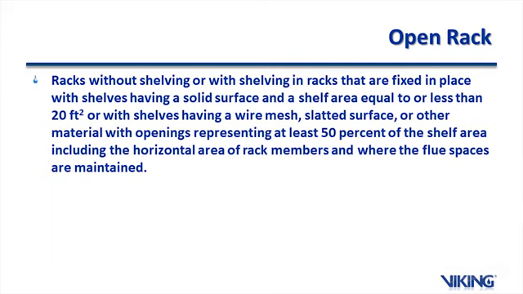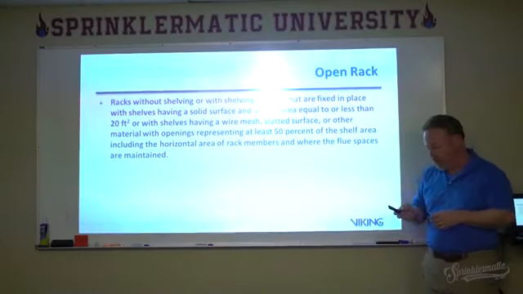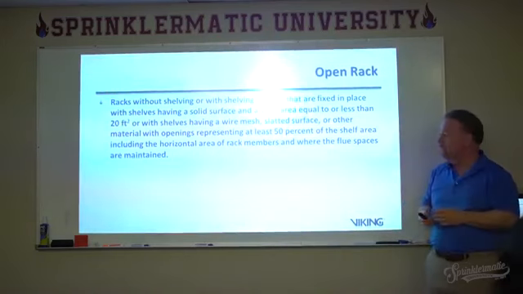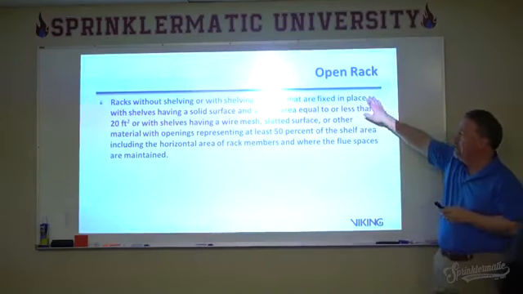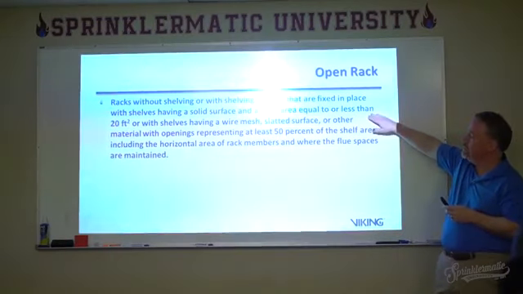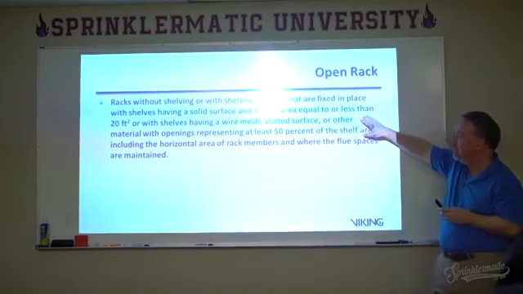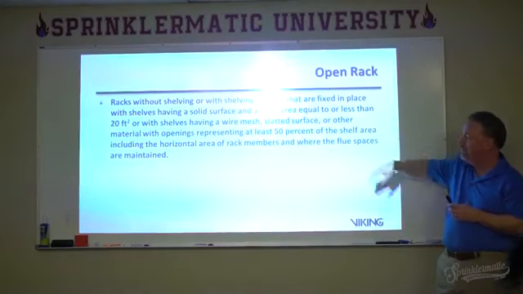The idea here is that you have a shelf. You've got to put your commodity on a shelf area, but it's open, and it allows water to flow down through it. Okay. So the big things here are that it's racks without shelving, or it might have some sort of shelving surface, less than 20 square feet in the shelf area. It could be wire mesh and 50% open.